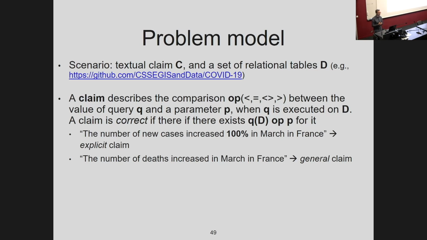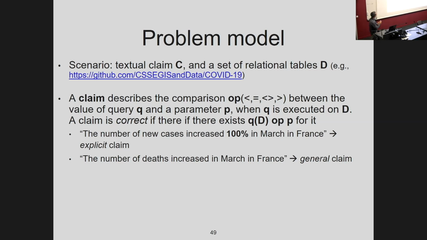We say that it describes a comparison operation, OP (greater than, equal, less than), between the value of a query Q and a certain parameter P when Q is executed on D. So the claim is correct if there exists at least one query on D that, with the right operation and P for it, evaluates to true. So if we're able to represent the claim as a query that is true over the data, we say, okay, it seems that this is true.